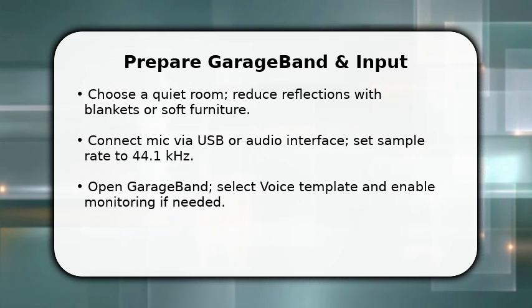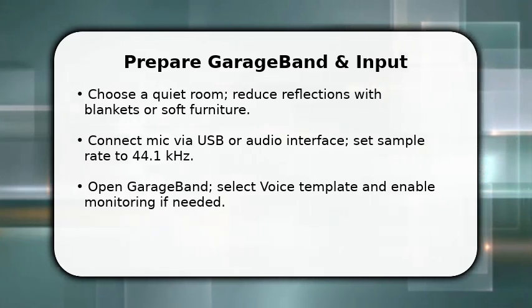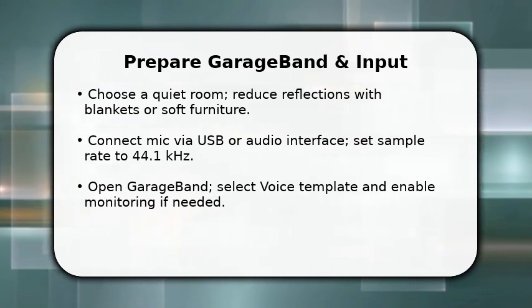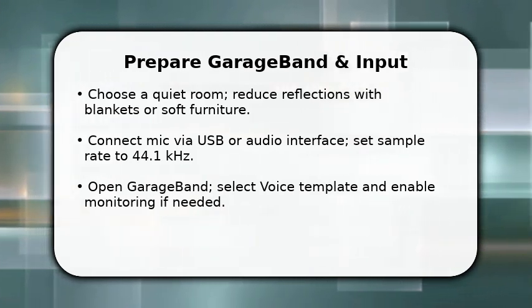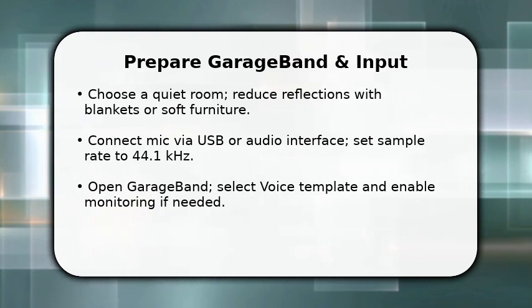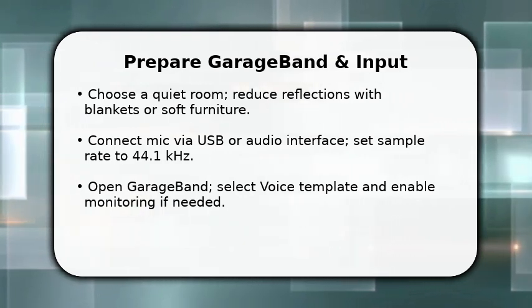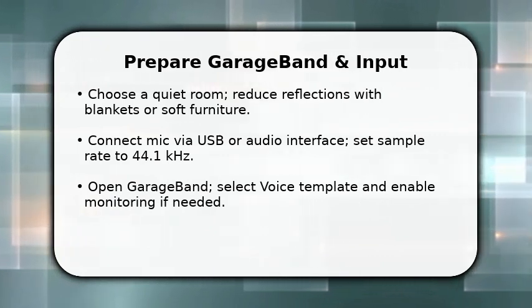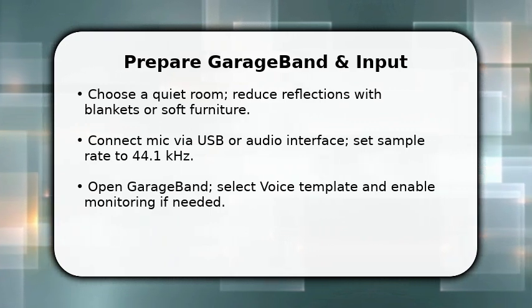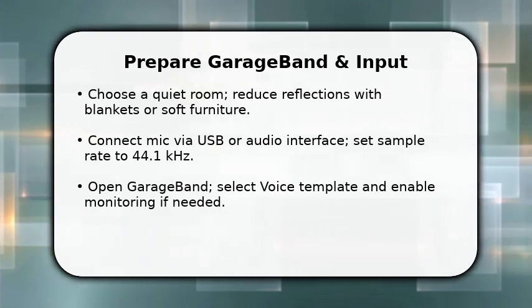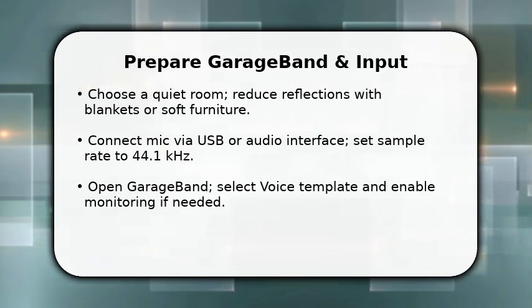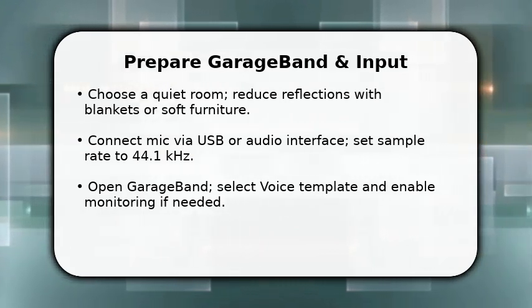You'll start by getting Garageband and your input ready. Plug your USB mic or interface into the Mac, then launch Garageband and pick the voice template. Once done, open Preferences Audio to confirm the input device and set the sample rate to 44.1 kHz for voice. Make sure monitoring is on if you need to hear yourself. That helps you control distance and plosives. These steps ensure clean capture and stable levels before recording a single take.